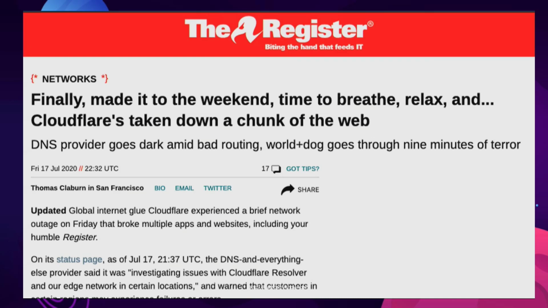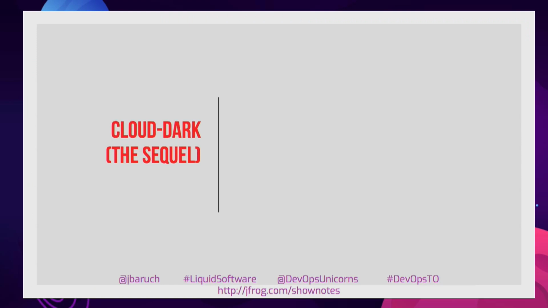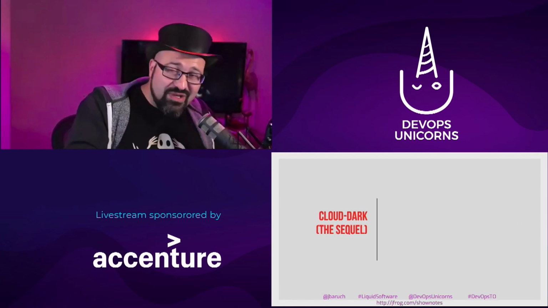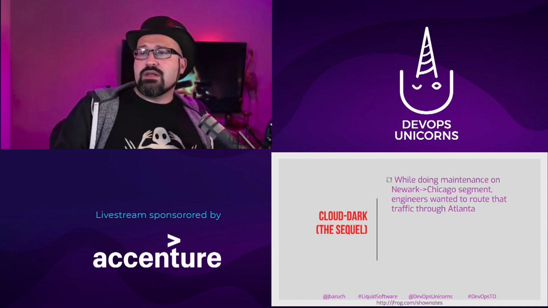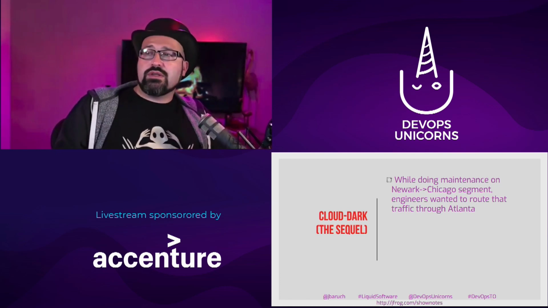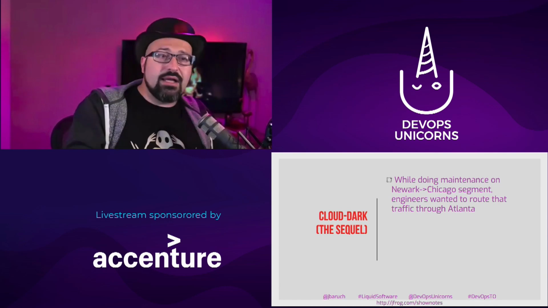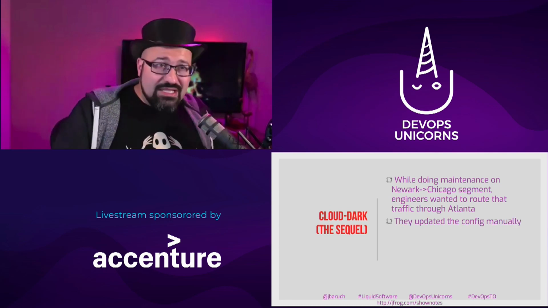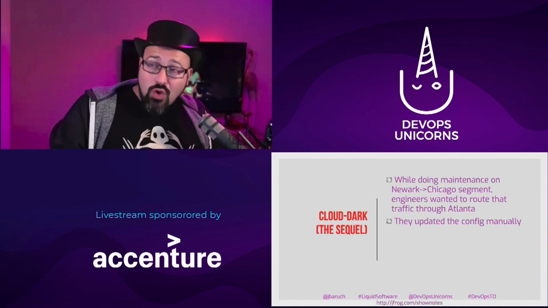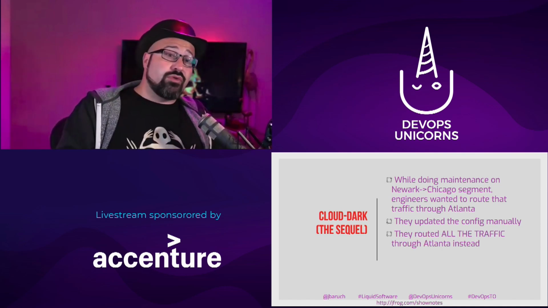Now, the funny part is that exactly a year later, July 2020, Cloudflare did it again. Again, big chunk of internet was down, and that was again because of a regular expression. They did maintenance on New York, Chicago segment, and then they wanted to route the traffic through Atlanta, updated the config manually, made a mistake in regular expression.